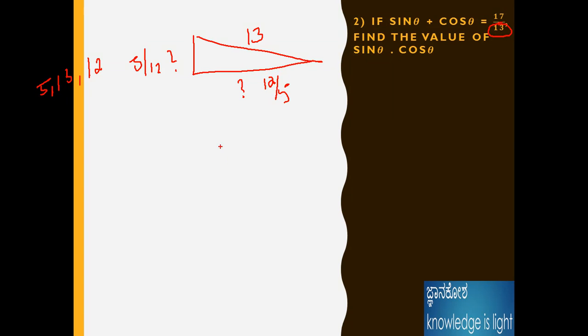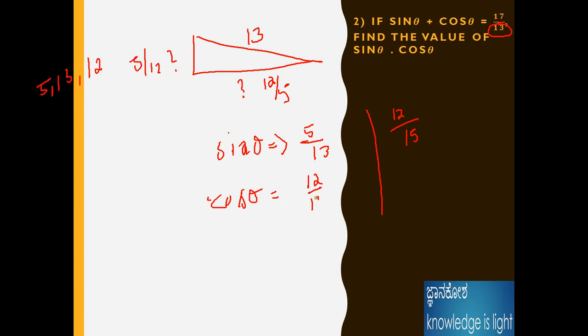The question is asking sin theta. Sin theta is nothing but opposite by hypotenuse, is it? So I am taking 5 by 13, or else here it is coming 12 by 13. Cos theta is adjacent by hypotenuse, so either 12 by 13 is coming, or else 5 by 13 is coming.